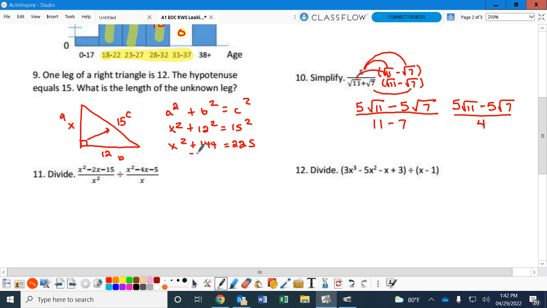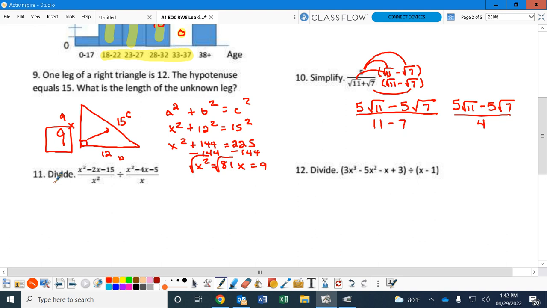225 minus 144. X squared equals... y'all have the math, not me. 81? Oh, that's easy, because what's the square root of 81? 9. That looks like 9. It's A, 9. So do something so you can see that's the answer, so you know when you're asked.